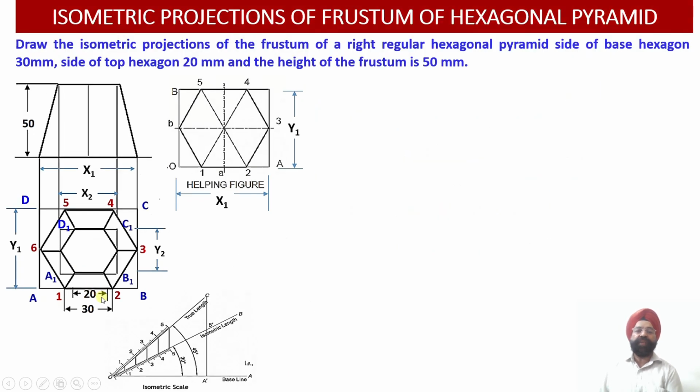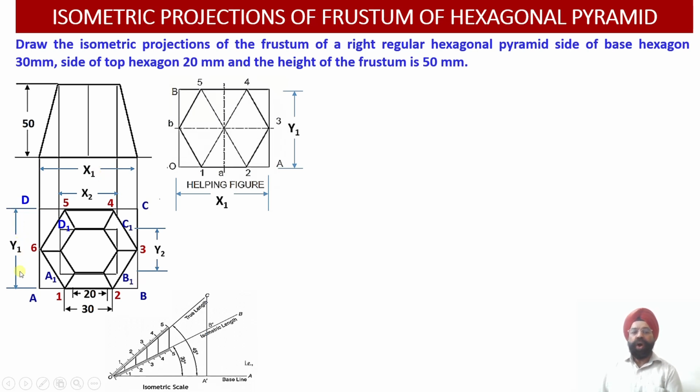Now let us see how we can proceed while we want to draw the isometric projections of this frustum of the hexagonal pyramid. In this case we need to work out the two edges. Please see, this is the bigger rectangle corresponding to the base of the hexagon. Here the side AB, corresponding to the bigger rectangle, we have marked as x1.